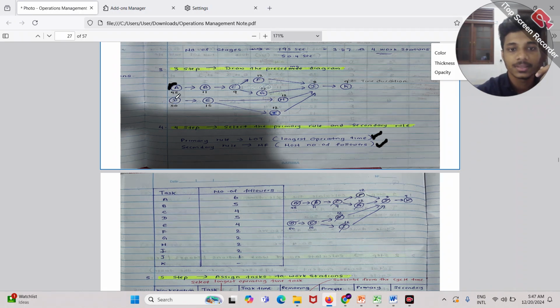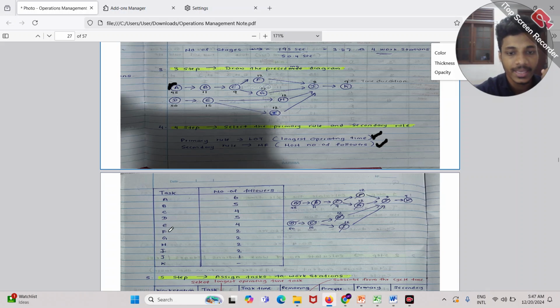And when we consider this D, 1, 2, 3, 4, 5, D has 5 followers. Look at this A. We are creating this table: task and number of followers. How many followers? When we consider A, 1, 2, 3, 4, 5, 6. Therefore, we note down 6 here. For B, 1, 2, 3, 4, 5, so 5.